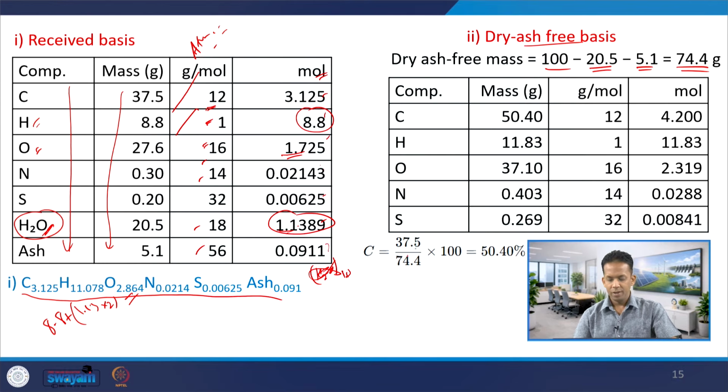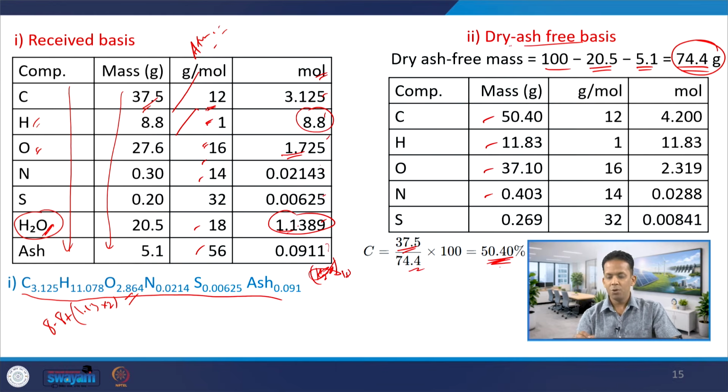Initially it was 37.5. Now 37.5 was in 100 gram, but on dry ash free basis 37.5 gram is in 74.4 gram. So the weight percentage will change. 37.5 by 74 into 100 gives 50.4. So the new percentages of CHONS would be 50, 11, and so on. They will just increase by a certain fraction.